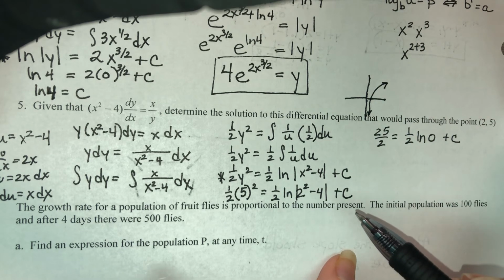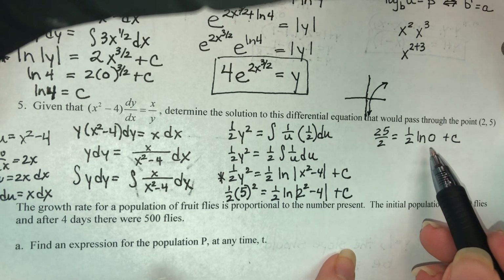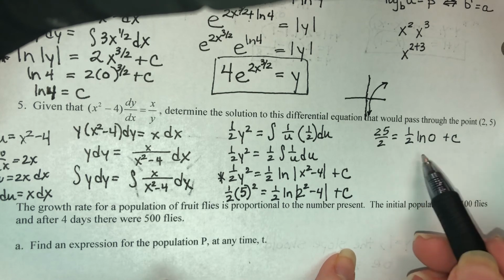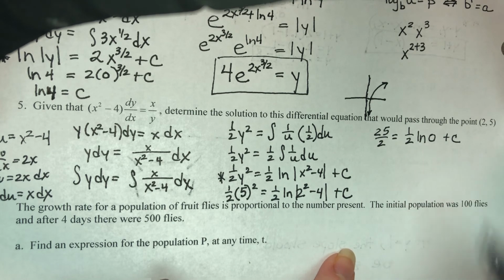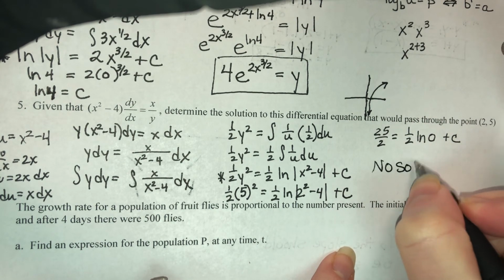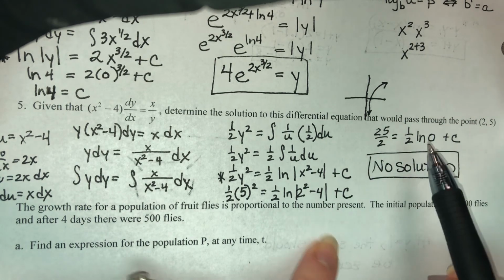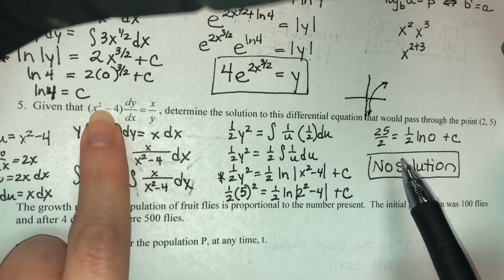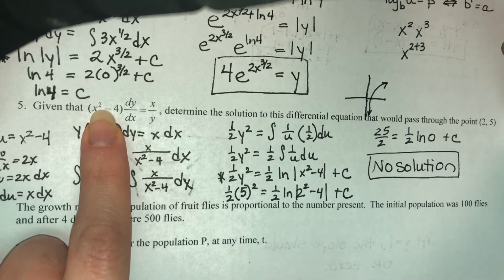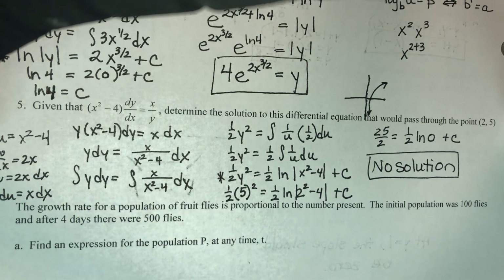We don't take natural logs of negative numbers or of 0. This is outside of the domain of the natural log function. This is undefined. If this is undefined, how do we find c? We do not. There is no solution to this problem because the solutions to this differential equation will never pass through that point. It's impossible. So, it's important to know that you may not always get a solution to every differential equation.